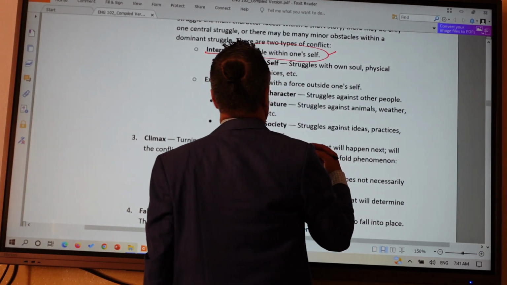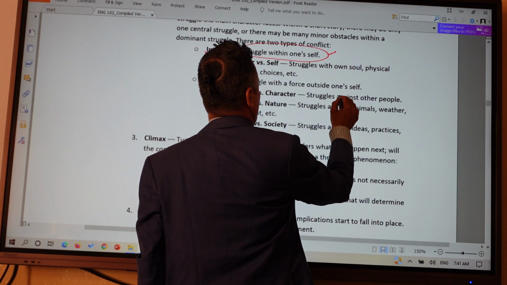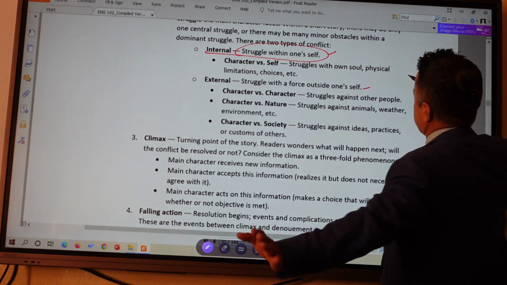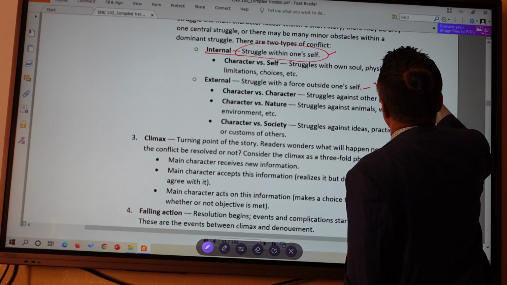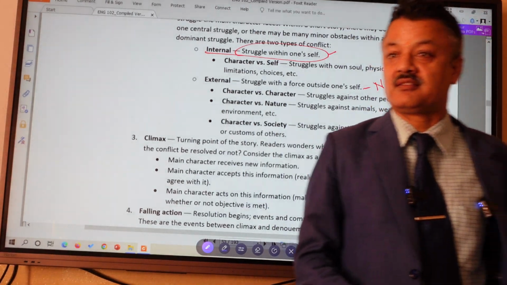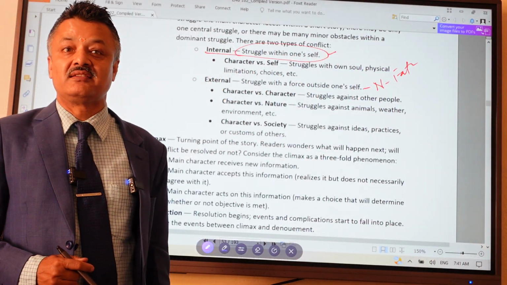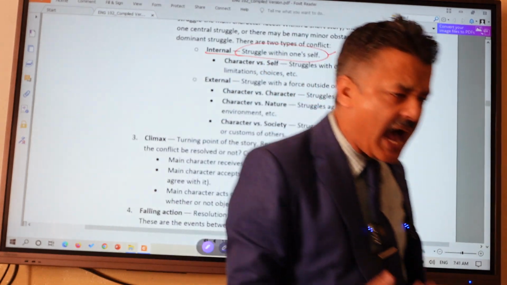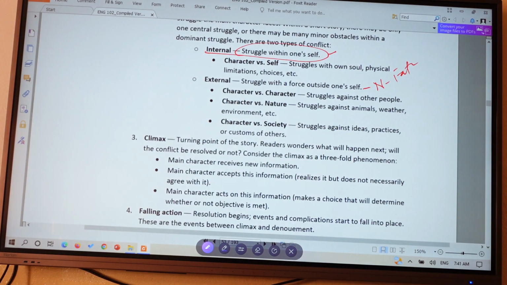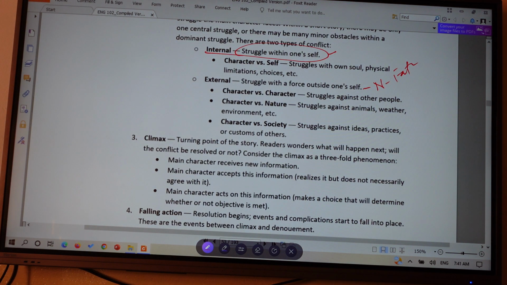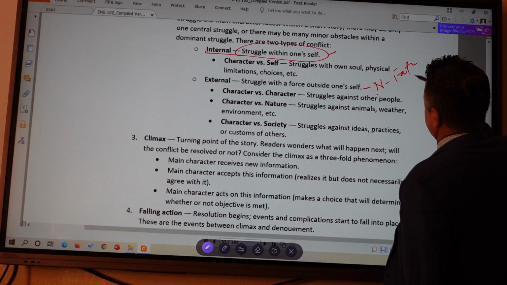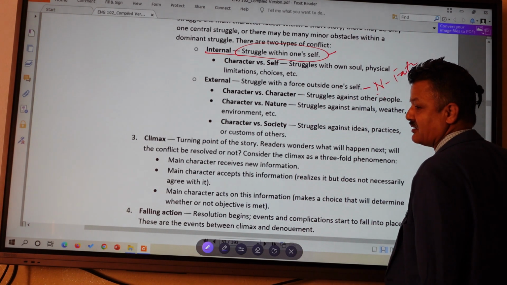Then external, struggle with force outside oneself. Okay, here you have one example: narrator and father. He wants to tell his father, and he knows that he won't agree easily. Look, his grandmother says, Japs! When he says, I'm going to jump, Japs, they will kill you. You forgot. What did they do? Pearl Harbor. So there is conflict with his narrator and father, narrator and mother.